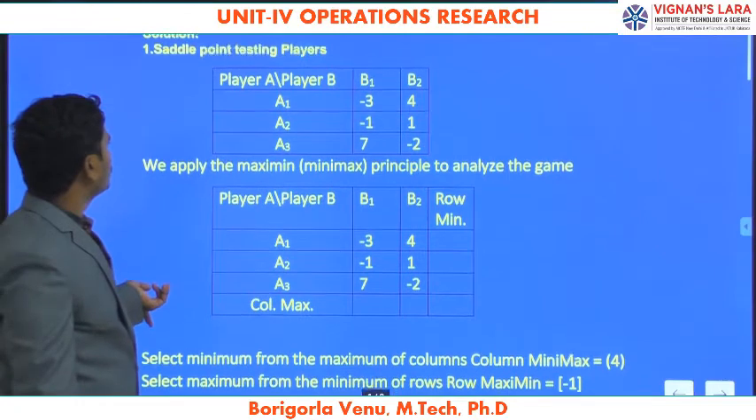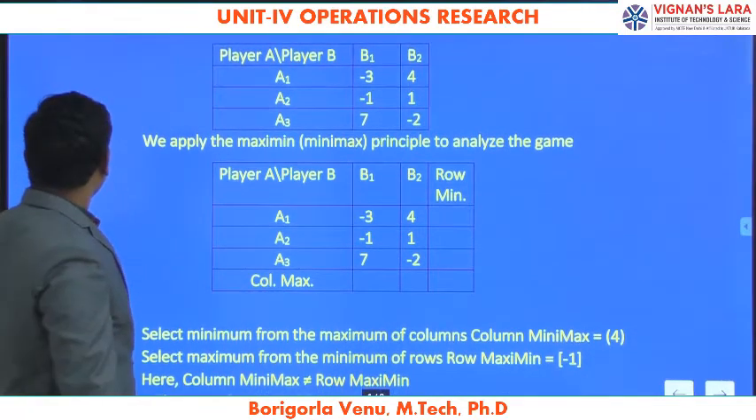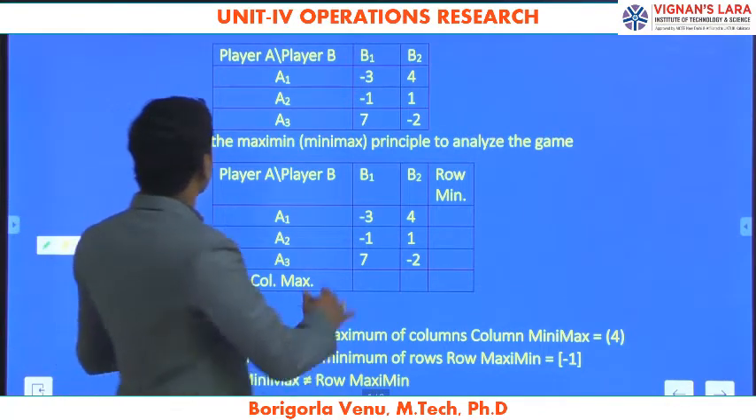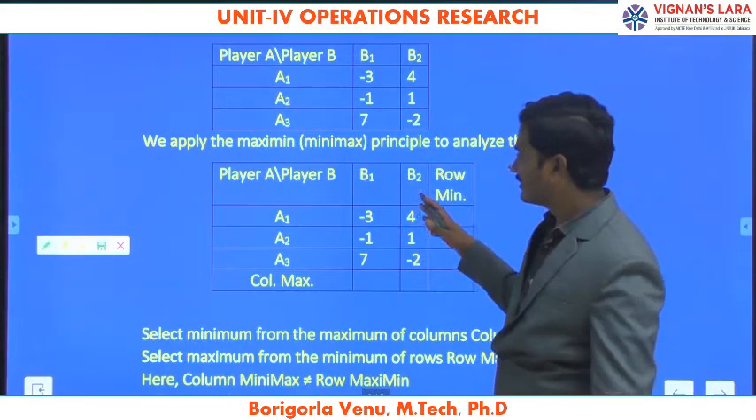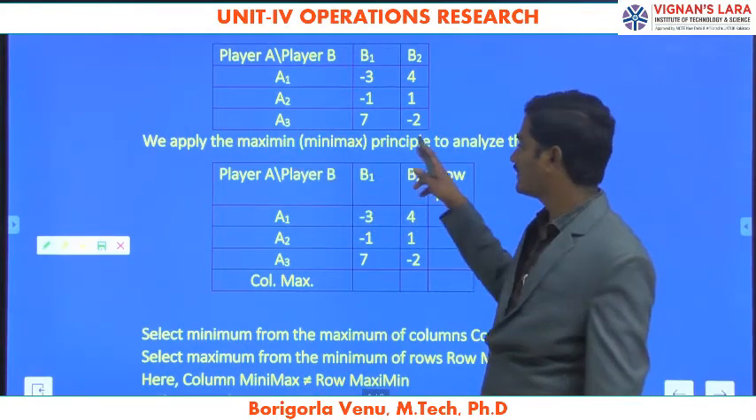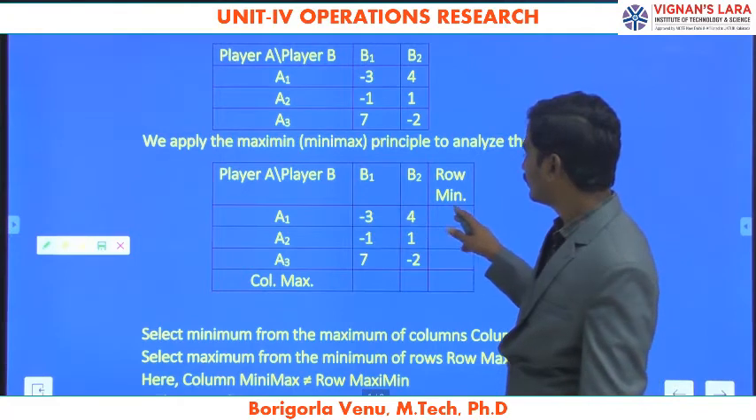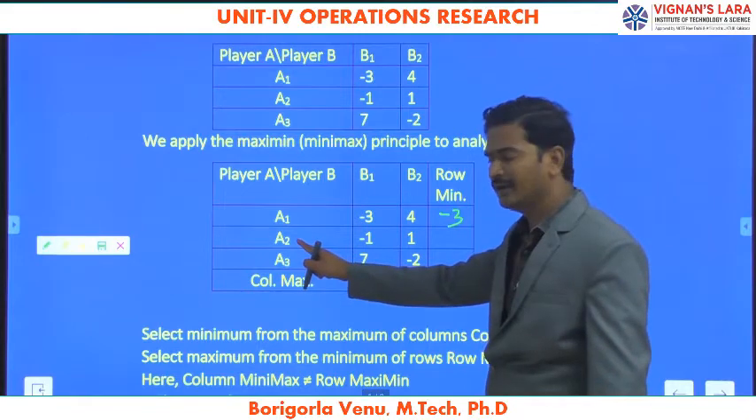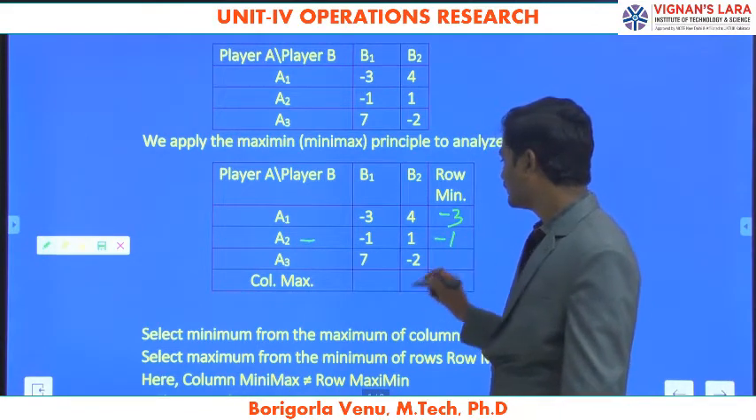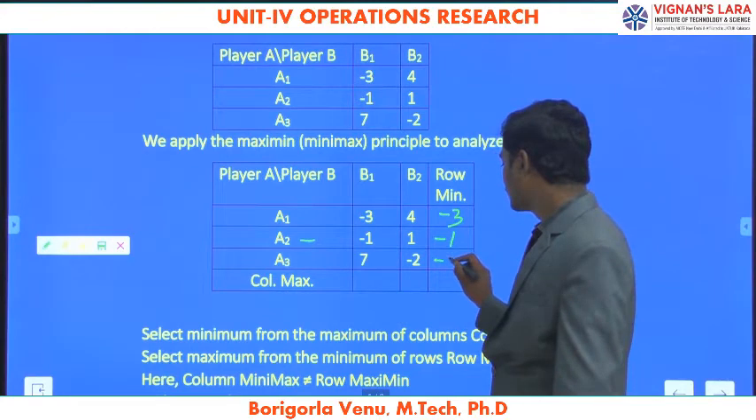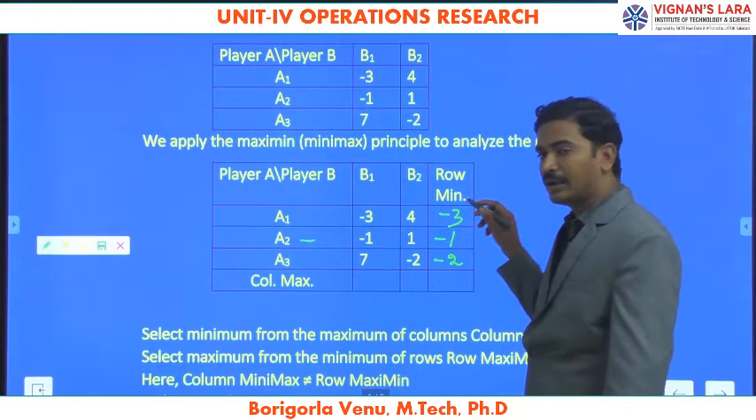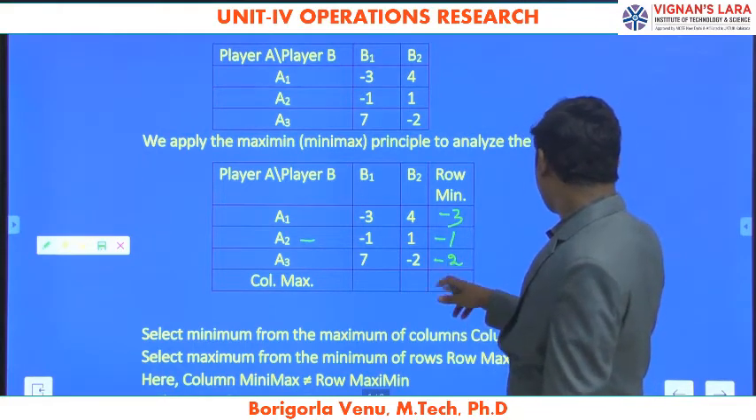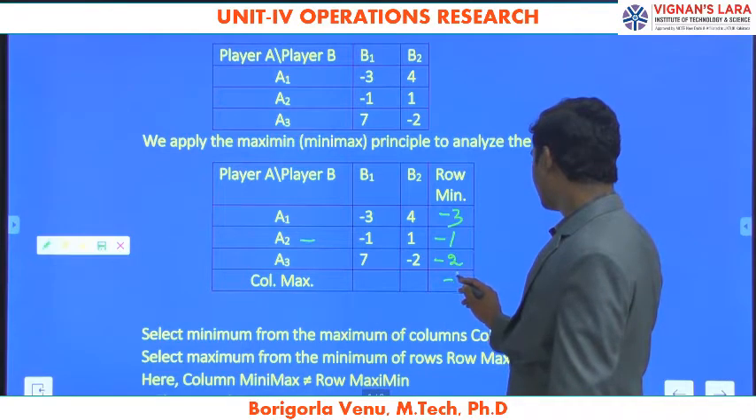While solving the problem, first we have to test the saddle point. We are testing the saddle point by taking the maximin and minimax principle. First we take the row minimum values. The row minimum of the first row is minus 3, the second row minus 1, and the third row minus 2. From these minimums we identify the maximum, which is minus 1.